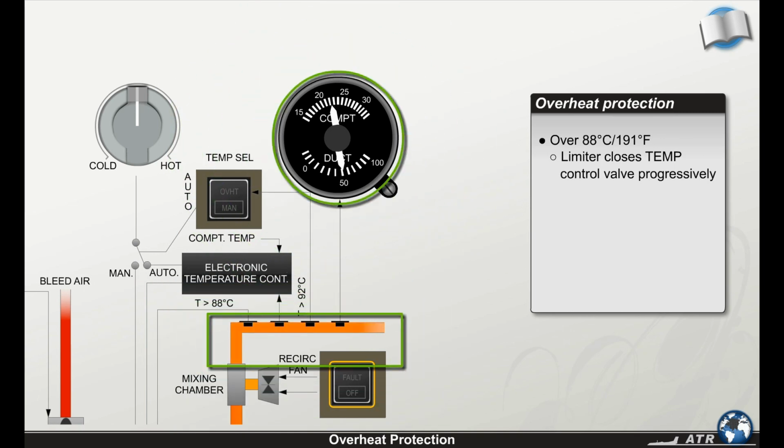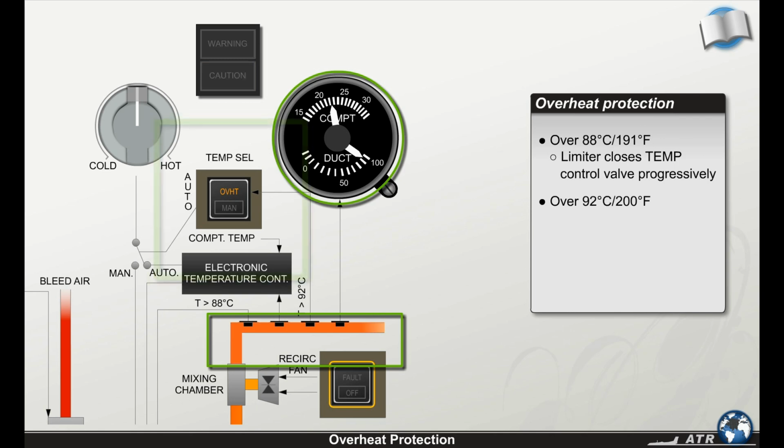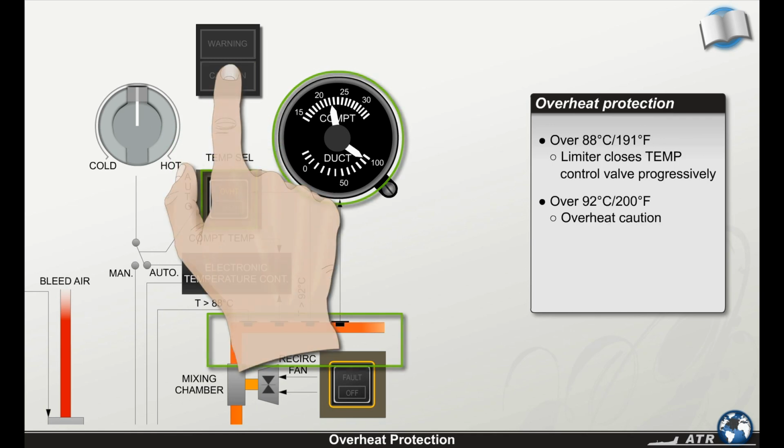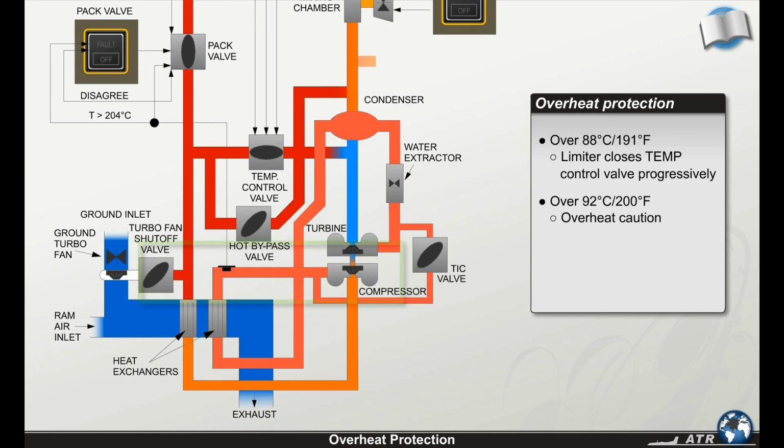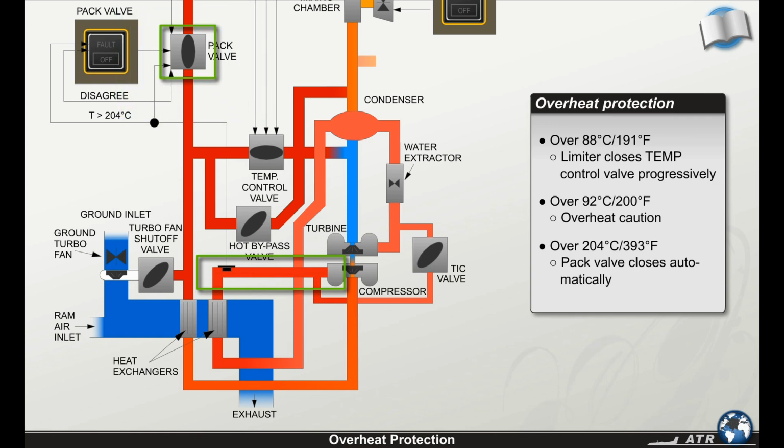When the duct temperature exceeds 92 degrees Celsius or 200 Fahrenheit and the pack valve doesn't close, you'll see an overheat caution. When the temperature downstream of the pack compressor exceeds 204 degrees Celsius or 393 Fahrenheit, the pack valve closes automatically.